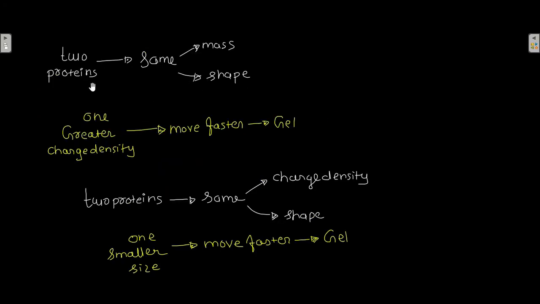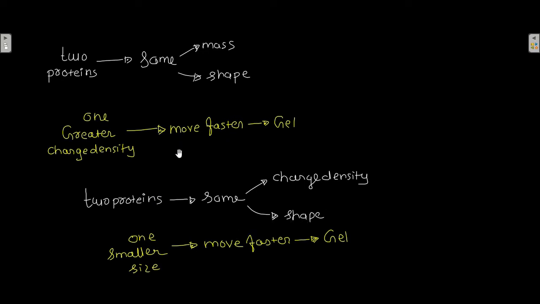Now consider two proteins. If they have the same mass and same shape, then the one with greater charge density will move faster in the gel, and if the two proteins have the same charge density and shape, then the one with smaller size will move faster through the gel. If the mass and shape are the same, then the charge density will decide who goes faster, and if the charge density and shape are the same, then the size is going to decide who moves faster.